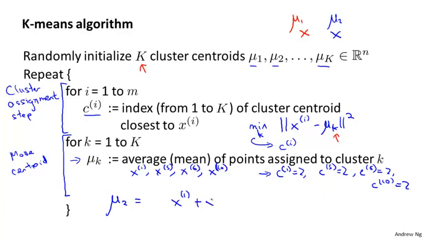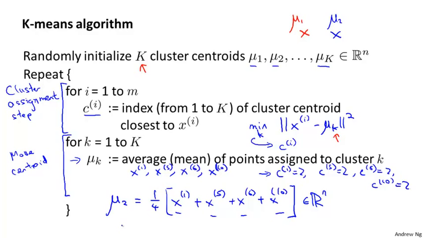So I'm going to take x1 plus x5 plus x6 plus x10, and then I'm going to average them. Here I have 4 points assigned to this cluster centroid, so just take 1/4 of that, and now mu2 is going to be an n-dimensional vector, because each of these examples, x1, x5, x6, x10, was an n-dimensional vector. And when I add up these things and divide by 4, because I have 4 points assigned to the cluster centroid, I end up with my move centroid step for my cluster centroid mu2, and this has the effect of moving mu2 to be the average of those 4 points listed here.